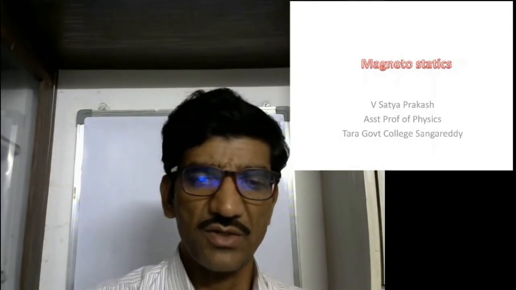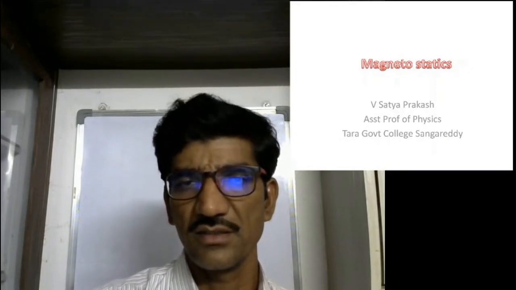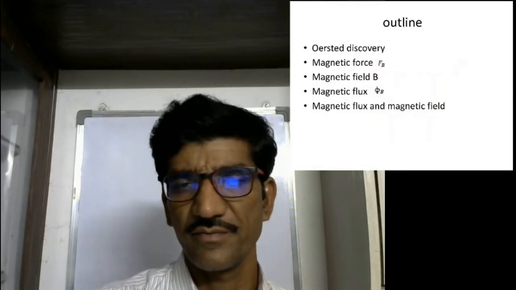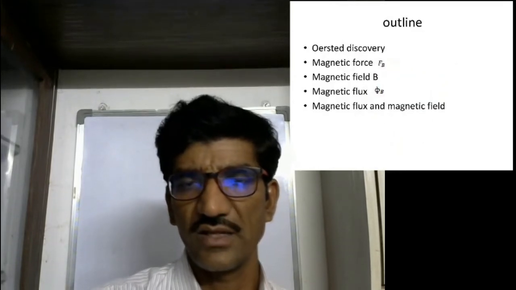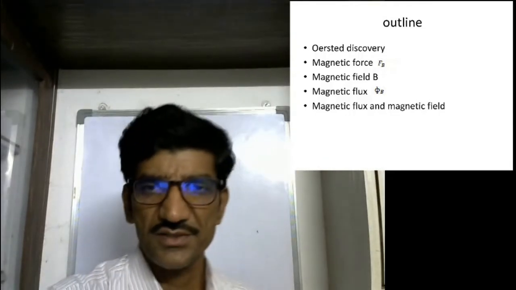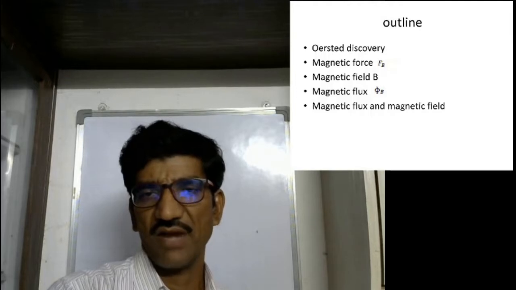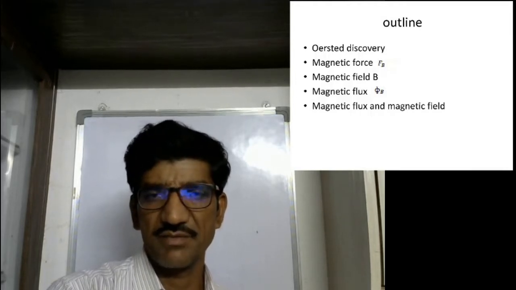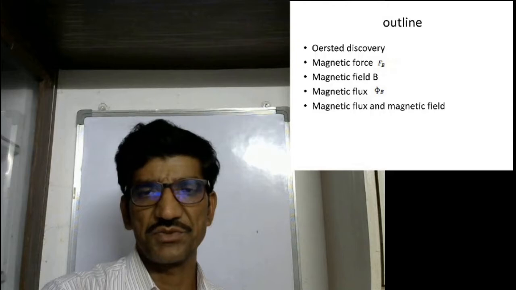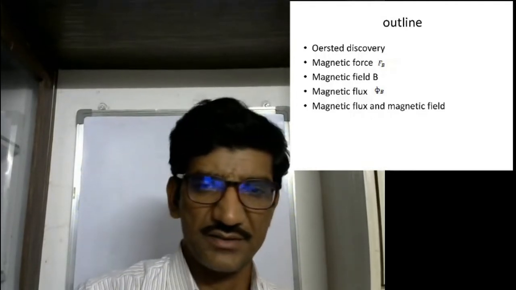Now I will give you the outline of today's class. First of all, we will study Oersted's discovery, magnetic force, magnetic field, magnetic flux and magnetic field. That means the relation between these two things. This is the plan of today's class.